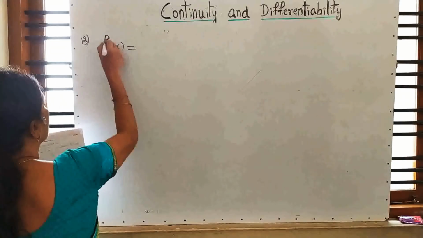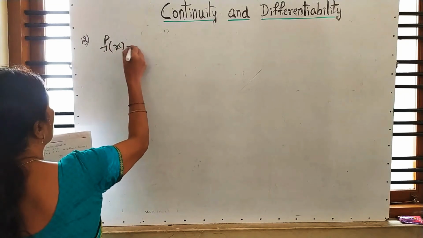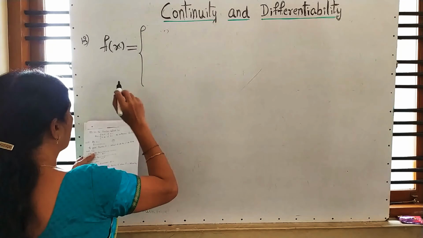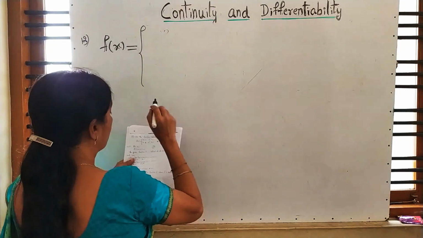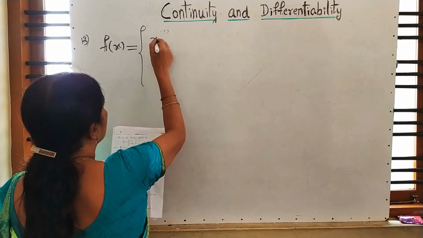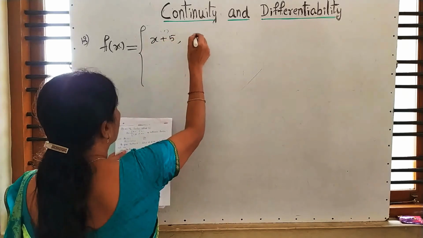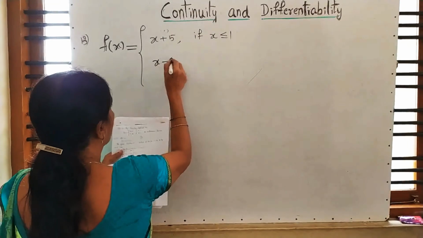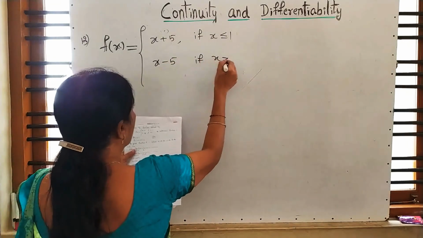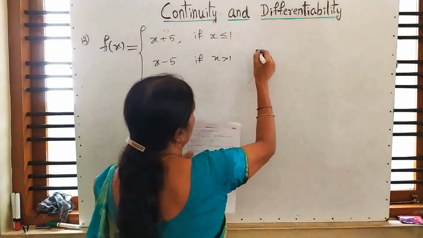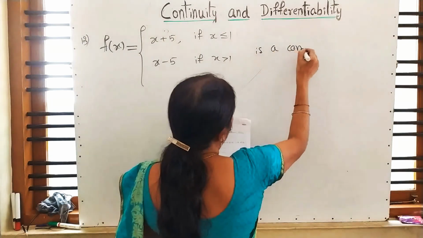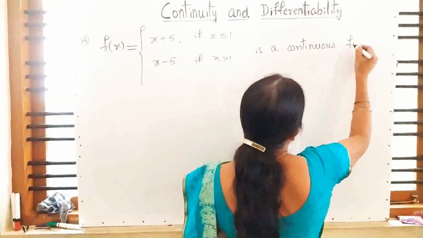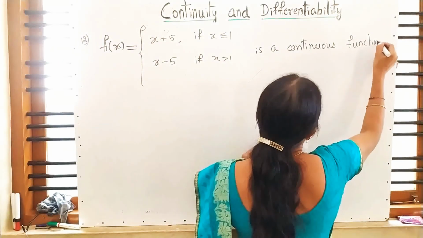Thirteenth one. f of x is equal to x plus 5 if x is less than or equal to 1, and x minus 5 if x is greater than 1. The question is, is the function defined by this a continuous function?